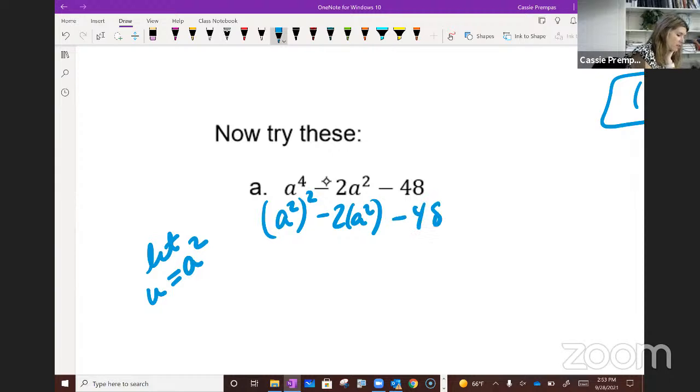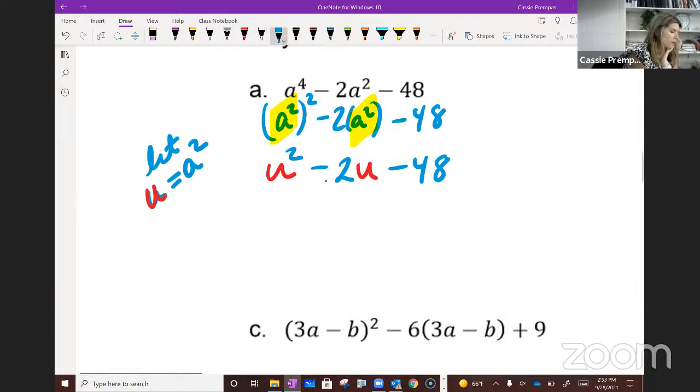So if we look at it like this, a to the fourth is really a squared squared. And since a squared is here, this is a very similar problem to a box squared minus 2 times a box minus 48. Just instead of using a squared, we're going to let u replace everywhere we see a squared. Yep, so it'd be u squared minus 2u minus 48. It's only for trinomials. Awesome. All right, so we go ahead and we break that down.